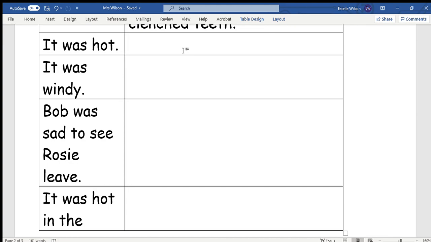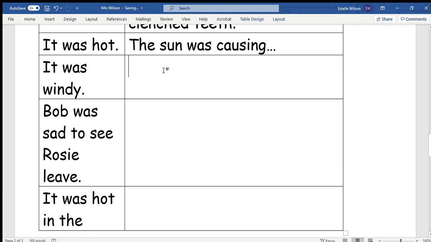So how about, instead of it was hot, we could have the sun was causing. Well, if it's hot, what might the sun cause? You could have the sun was causing my ice cream to melt. The sun was causing the lady's skin to get progressively redder and redder. There's lots of things you could have for that one.